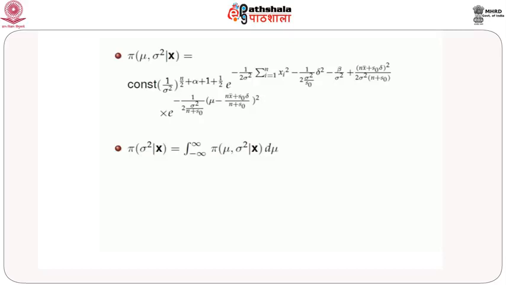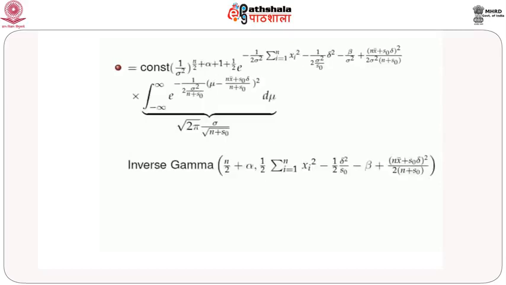So, to obtain the posterior distribution of sigma square given the data, we basically integrate out mu from the posterior distribution of mu and sigma square given the data. So, we have that the posterior distribution of sigma square given the data is the integral over mu of the posterior distribution of mu and sigma square given the data, over the entire real line. So, taking into consideration the expression of the posterior distribution, the integral takes the following form.